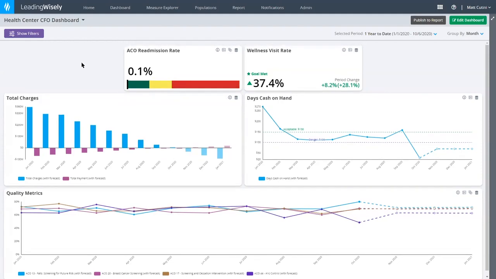The example that I'm talking about here is where a CFO of a health center was unable to compare key volume and revenue metrics because of different locations using different definitions or not collecting the data at all. What he did was he used Leading Wisely to develop a dashboard of some standardized measures that he could monitor daily, allowing him to address performance issues before month's end. And he was actually able to replace 2 reporting systems, saving more than 500 hours annually.